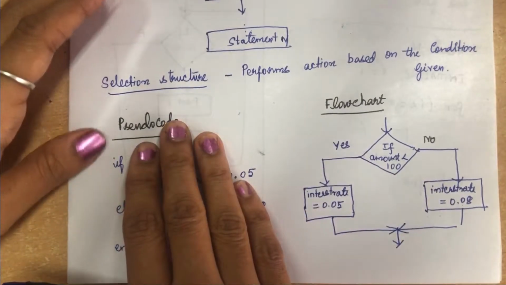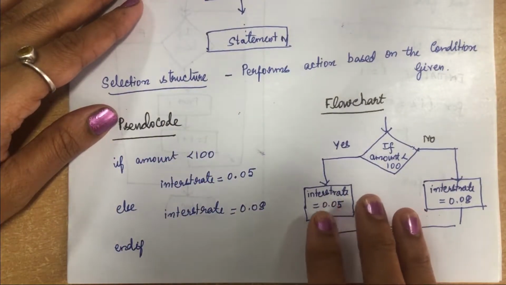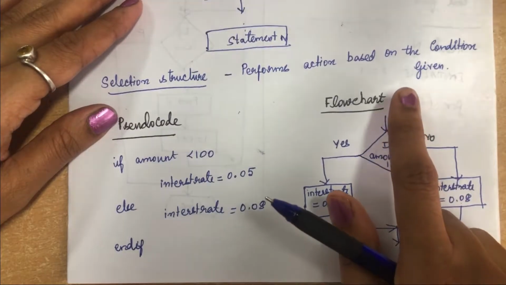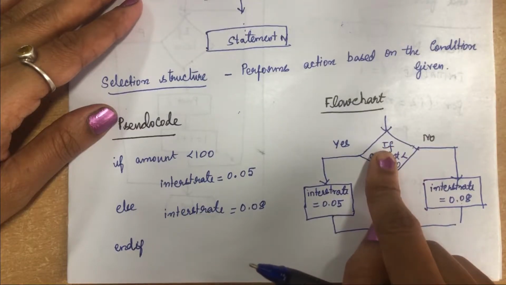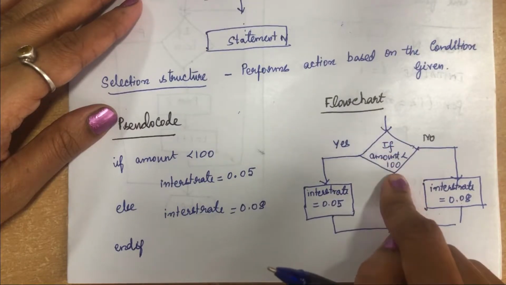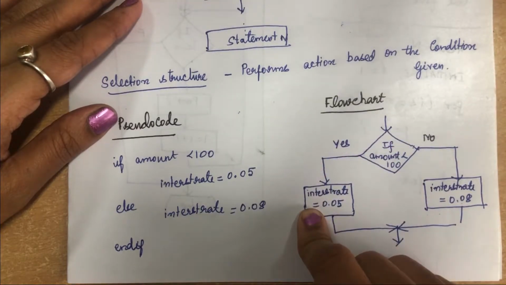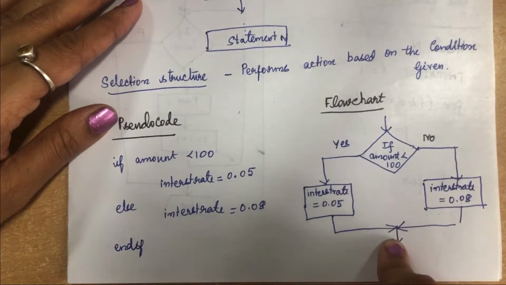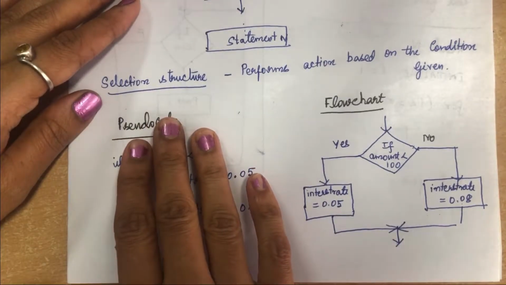So this is the selection structure. The same example you can use for finding the largest of two numbers. In that case, you will be reading two variables and then checking if A is greater than B. Yes means it will print A is greatest on the left hand side. No means it will print B is the greatest. Then it will go to the next statement in your program. So this is your selection structure.